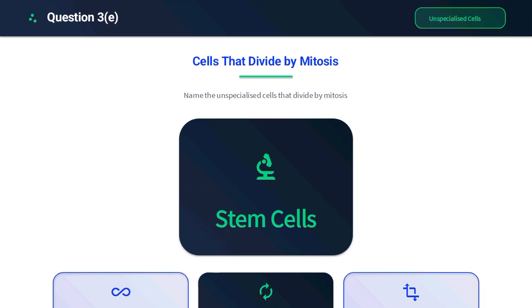Part E asks a straightforward question. Name the unspecialized cells that divide by mitosis. The answer is stem cells.